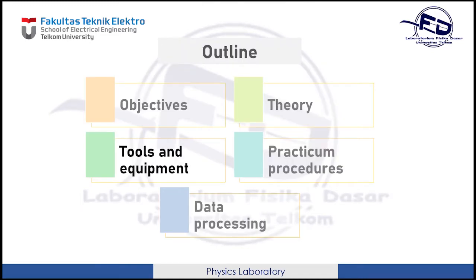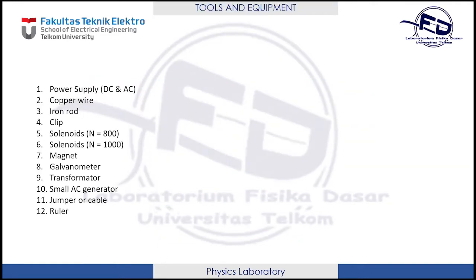Last but not least, tools and equipment. 1. Power supply consisting of direct current DC and alternating current AC. 2. Copper wire. 3. Iron rod. 4. Clip. 5. Solenoids with 800 turns. 6. Solenoids with 1000 turns.